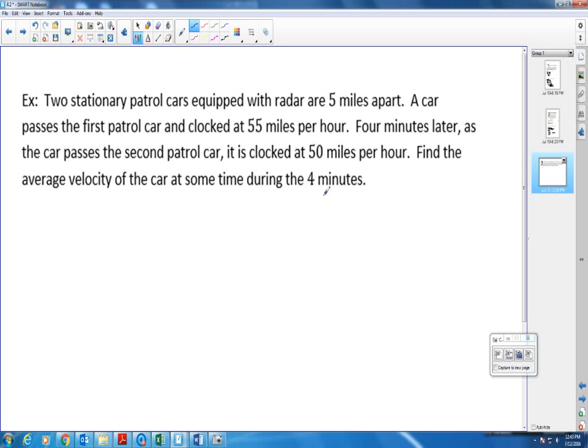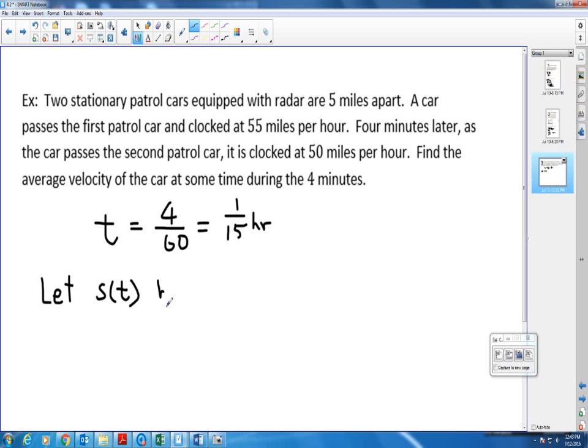First things first, this 4 minutes, we need to convert it into hours, because everybody else is saying hours. So 4 minutes out of 60 minutes in an hour, that tells me 4 minutes is 1/15 hour. All right, I'm going to let S of t represent the distance traveled by the car.